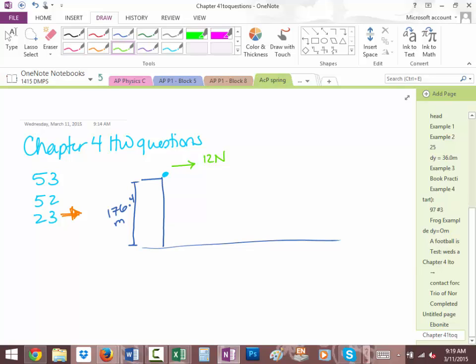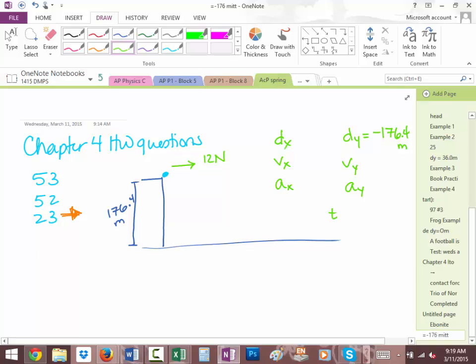So whenever you are approaching a projectile motion problem, writing that list of givens is always a good thing, right? So let's do that. dx, vx, that's the initial v, ax, dy, vy, ay, and t. Tell me something I know. Zach? Changing y is negative 176.4 meters. Yay. Why is it negative? Because it's going down.